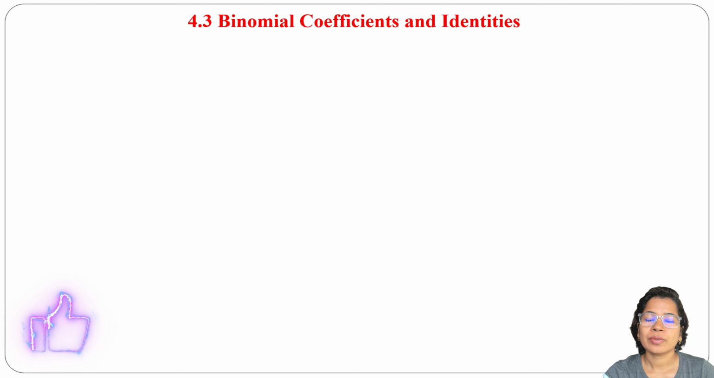We discussed combinations with examples in the previous lecture; just go through it. Today I will discuss binomial coefficients and identities. Let's see first one example.